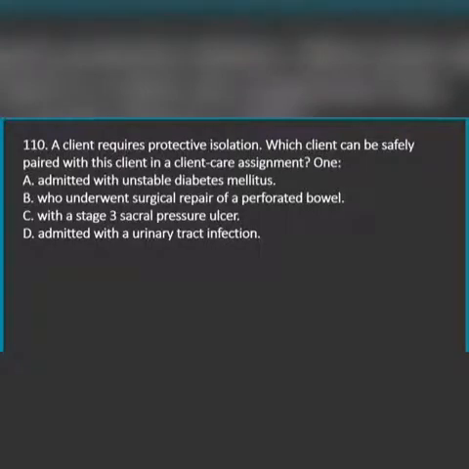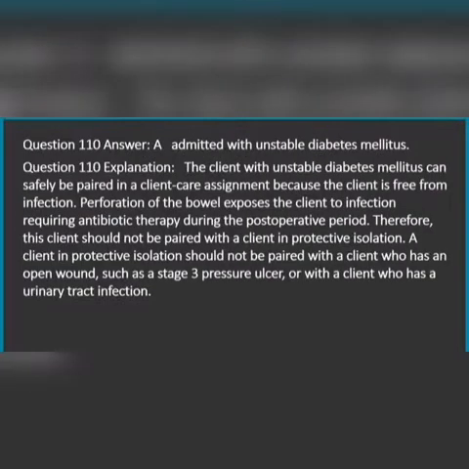B. Who underwent surgical repair of a perforated bowel. C. With a stage 3 sacral pressure ulcer. D. Admitted with a urinary tract infection. Question 110. Answer: A. Admitted with unstable diabetes mellitus.